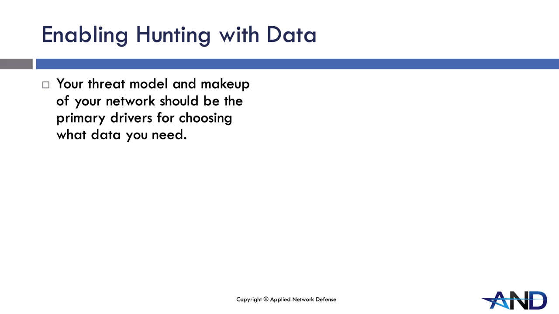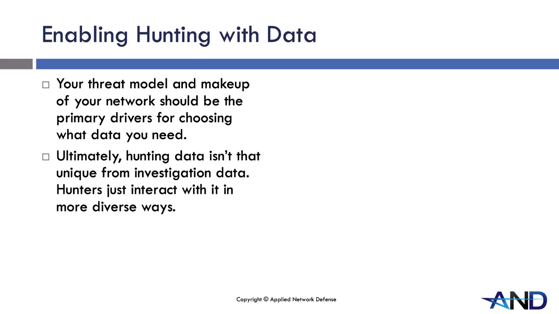Now, you may say, well, isn't the data I need for hunting the same data that I need for typical IDS alert-driven investigations? And in many cases, that may actually be the truth. You may actually just need the same data, and it's just that hunters are going to interact with it in different ways. So hunters may access the same data with different tool sets. That's something we see a lot of, but there are some data sources that lend themselves more towards effective hunting rather than just effective alert-based investigations.